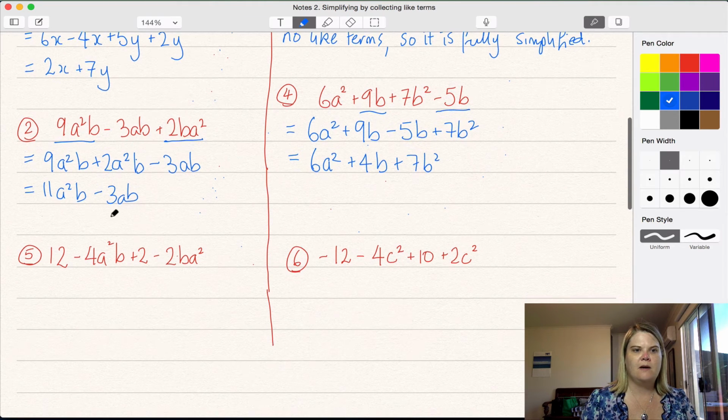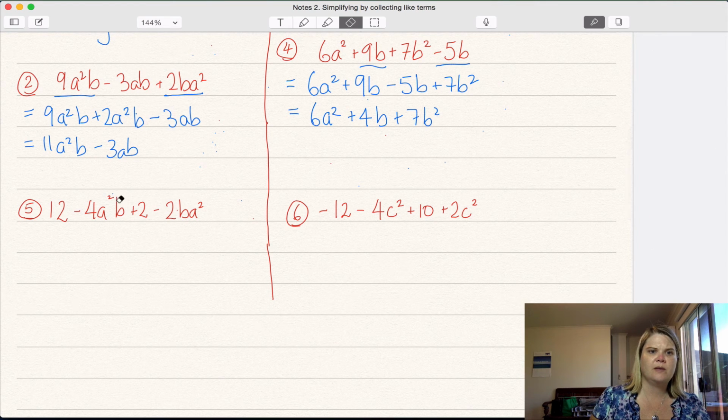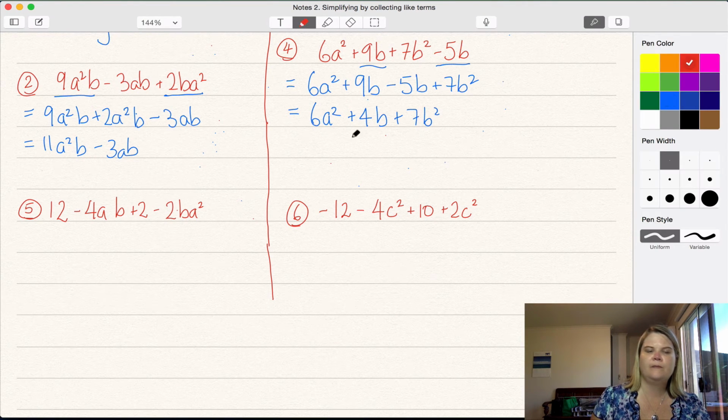Question 5 is down this side, which is a bit weird. This is a squared. Sorry, it's a bit difficult to read. I'll make that a bit clearer for you. A squared b. Okay, first step, identify like terms. We've got a 12, which is a constant with no pronumeral, it's just a number. We've got a squared b term. We've got a 2, which is a constant, so these two are like terms. And we've got a b a squared term, which is the same as a squared b, so it's a like term with this one.